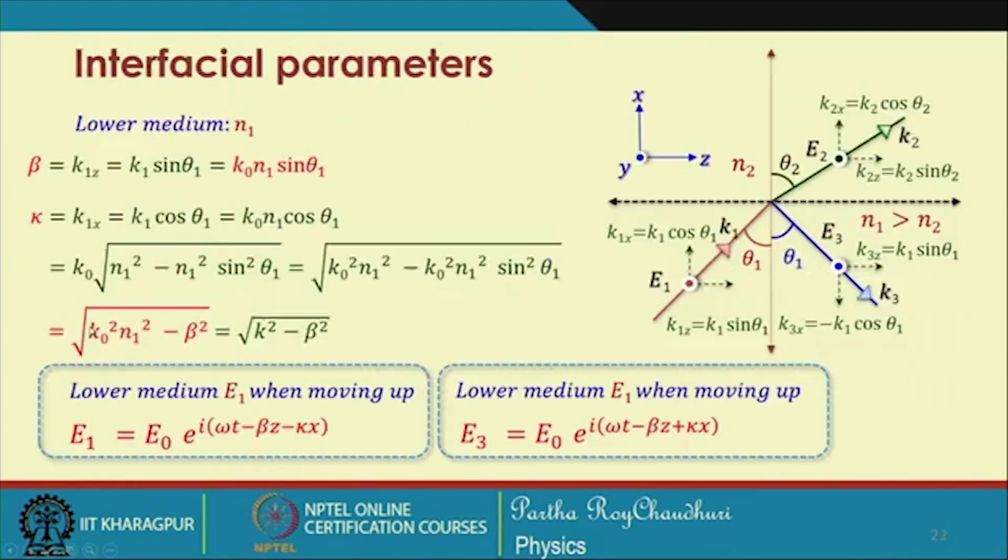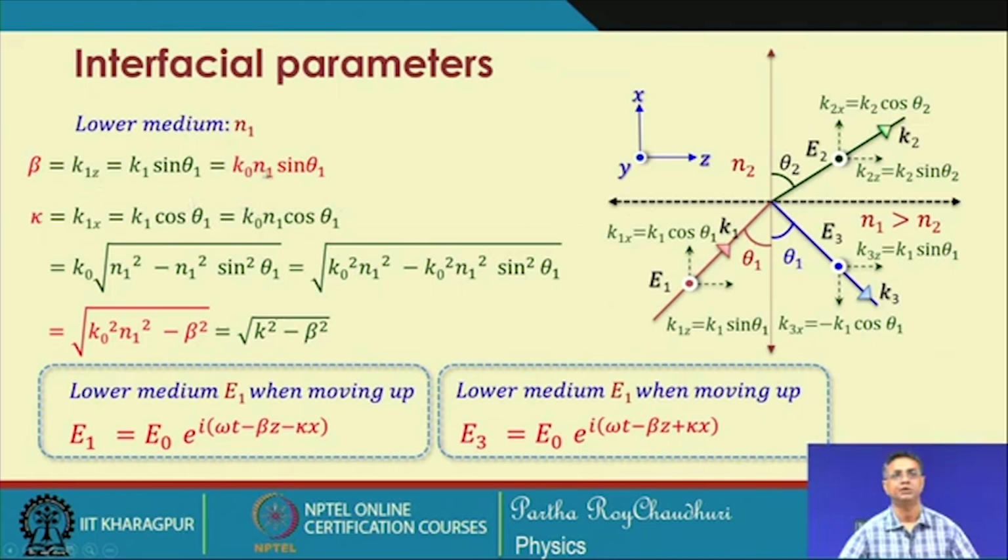So, this is complete, and now for the lower medium you can see that this beta I write for k0 n1 sin theta 1. For the lower medium, k1z is this component, this quantity.